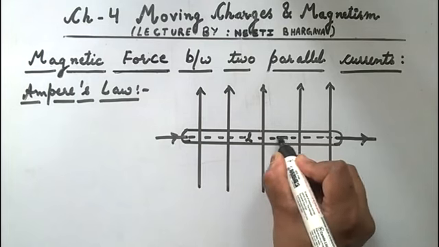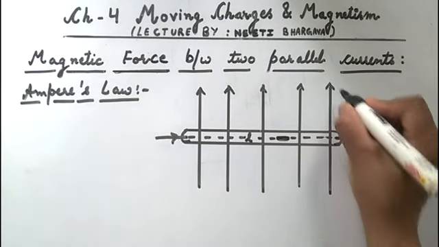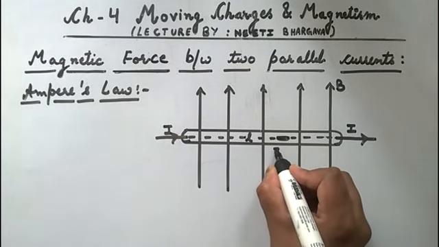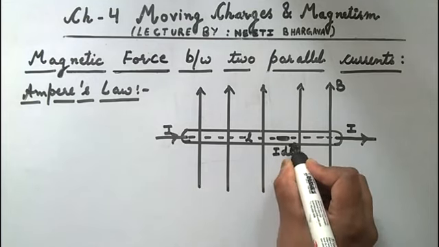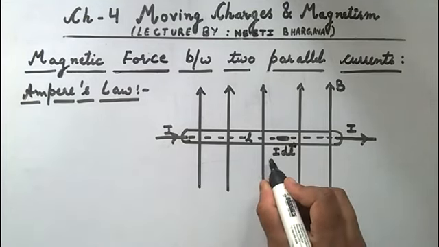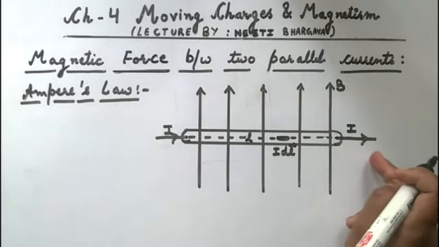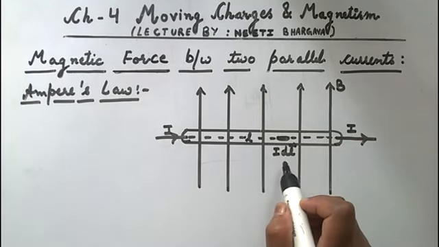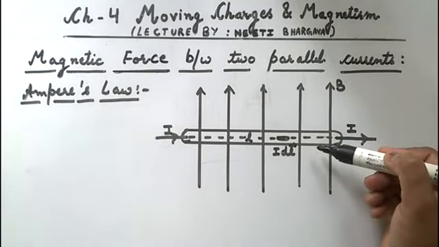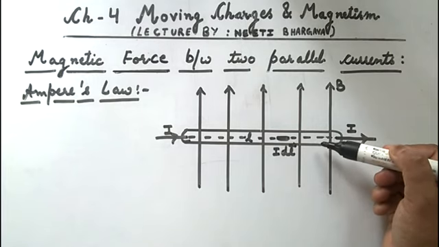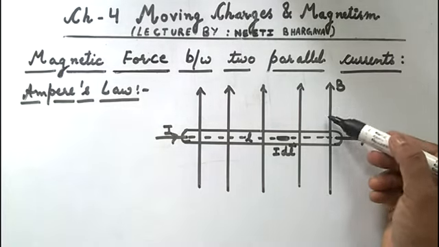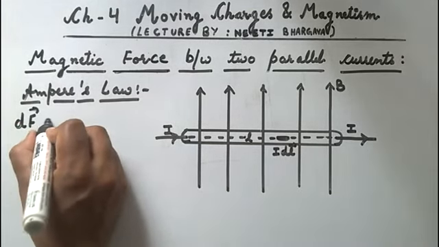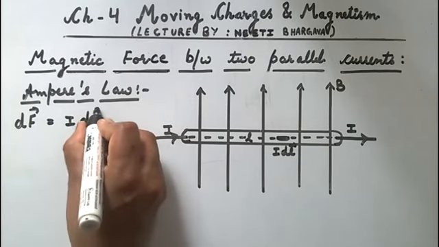Thus, consider a small dl element. When current I is flowing, then this is a current element I dl. The direction of dl is the same as the direction of I, and the force experienced by this element due to the interaction of both the magnetic fields, that is the magnetic field due to the wire as well as the external magnetic field, is dF equal to I dl cross B.